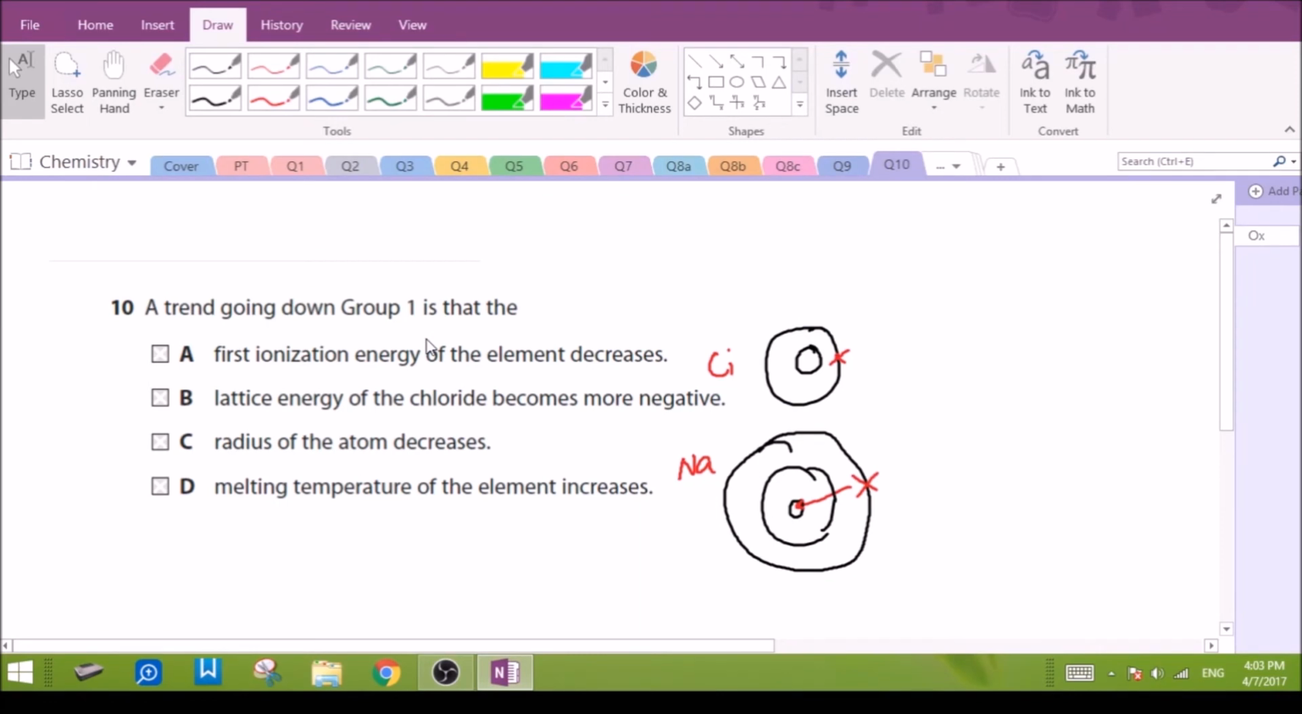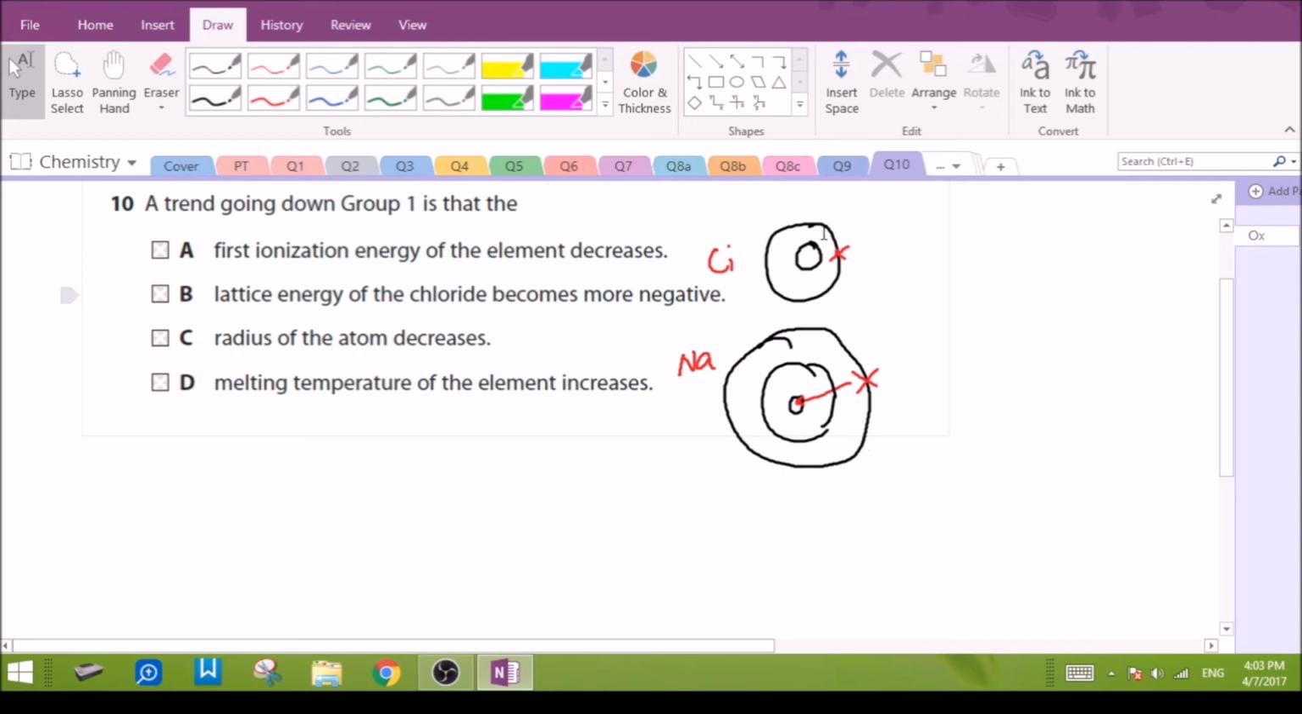Number 10, trends going down group 1. Statement A, first ionization energy of the element. Ionization energy is the removal of the electrons from the gaseous atoms for first ionization energy. Let's use lithium and sodium as examples. As we go down the group, the outer electron is located further away from the nucleus. The nucleus with its protons is attracting the electrons, so the further away it is, the weaker the attraction will be. So it is easier to remove the electrons as we go down the group.